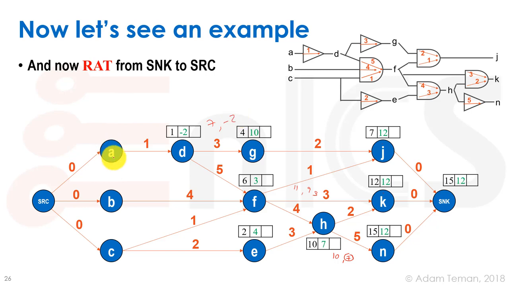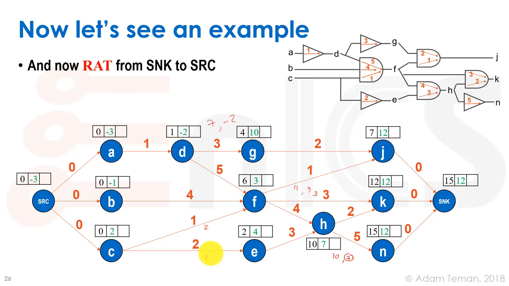And finally, we'll go over to A. A is just minus 2 minus 1, so it's going to be minus 3. And for B, we have 3 minus 4. That's going to be minus 1, another negative number over here. And for C, we have fan out of 2, so it's 3 minus 1, which is 2. And 4 minus 2, which is 2, so the RAT at C is going to be 2. The worst case of all these, of course, is minus 3, so the source is going to get minus 3.